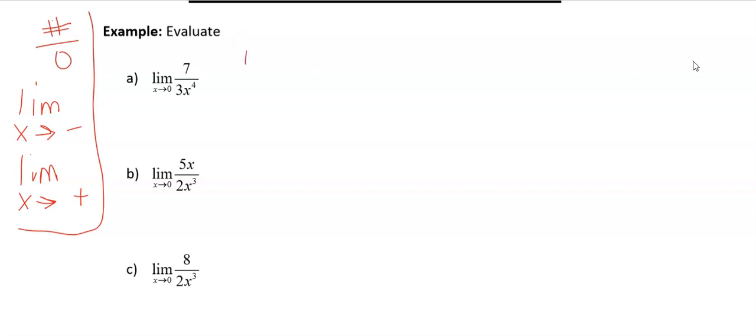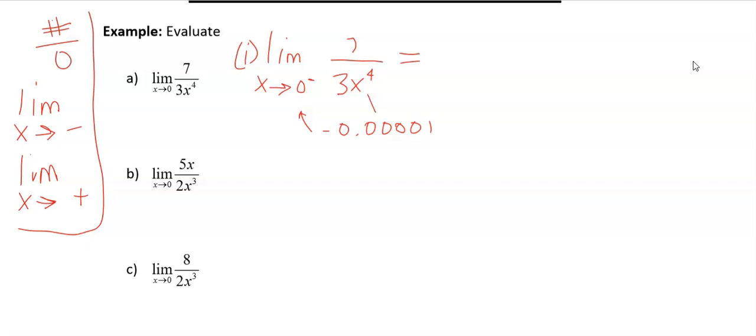So step number 1. The limit as x approaches 0 from the left side. Let's do the left first. Of 7 over 3x to the power of 4. Now watch what I'm going to show you. We're not actually going to put in direct substitution here, but I want you to think about the kind of numbers that x is approaching. As x is approaching 0 from the left-hand side, we're talking about numbers like negative 0.00001 or something like that, something that's very, very close to 0. But what happens is if you plug it in here, you end up with 7 over 3 times a very, very tiny number, a negative number, raised to the power of 4.